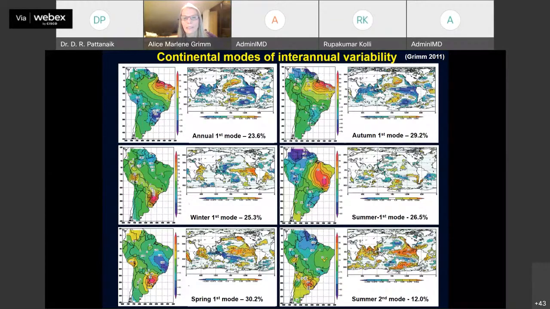Here in the summer, when I talk about summer, I am referring to austral summer. It is the second mode which is related to ENSO. And it doesn't impact very much on the core monsoon region, actually. But the first mode has a very high factor loading on this core monsoon region, although it is not strongly connected to a well-known SST pattern.